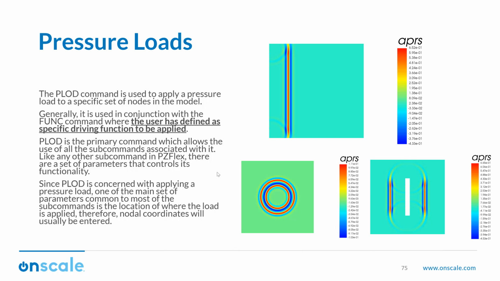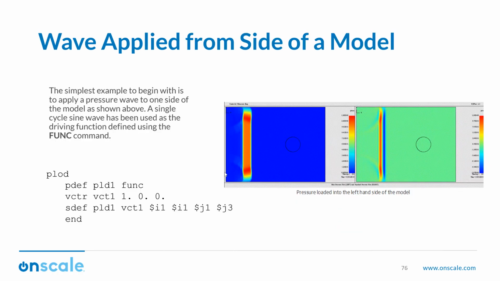Now, let's continue and have a look at the first type of pressure load, which is a simple wave applied from the side of a model. This is really the simplest example to begin with. We see that this command has three subcommands, which will allow you to basically assign this pressure load to this side of the model. So what are those commands? Let's have a look.